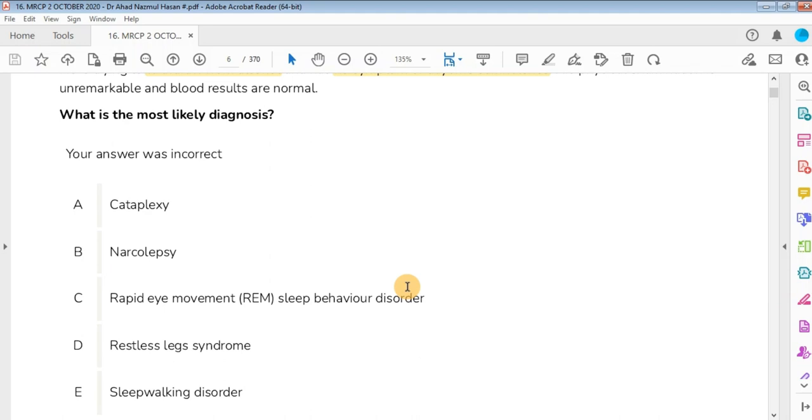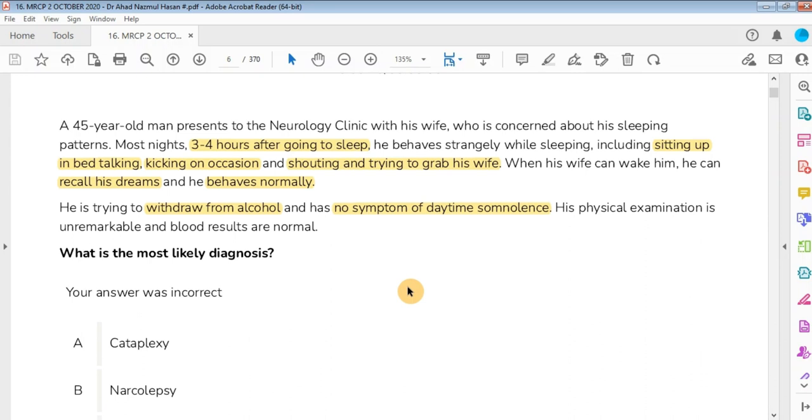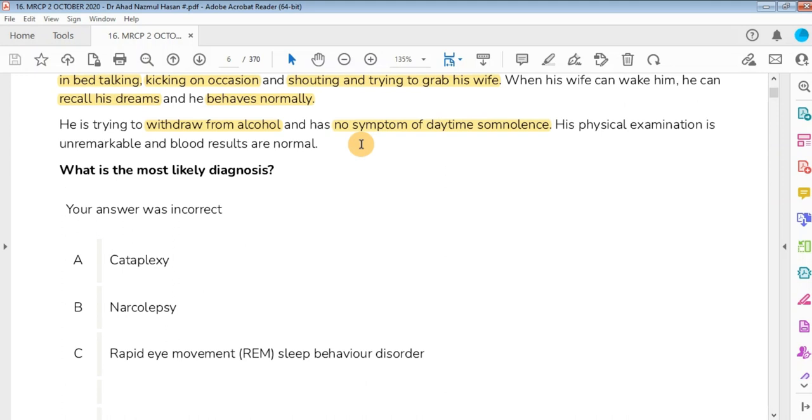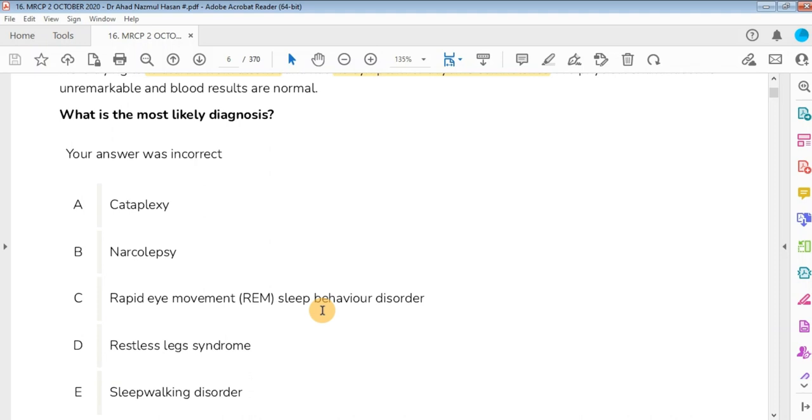Cataplexy, narcolepsy, rapid eye movement sleep behavior disorder, restless leg syndrome, sleepwalking disorder. So can you tell the diagnosis from the scenario? All the features are happening during his deep sleep. So what can be the most likely diagnosis here? REM sleep behavior disorder. Yes. This is the case of rapid eye movement sleep behavior disorder.